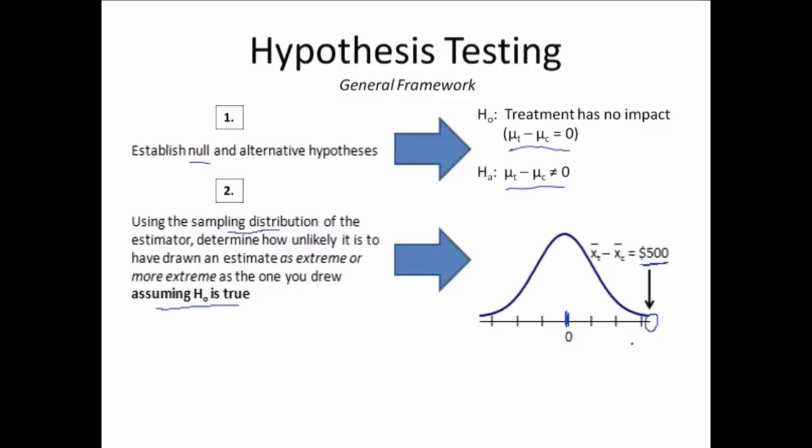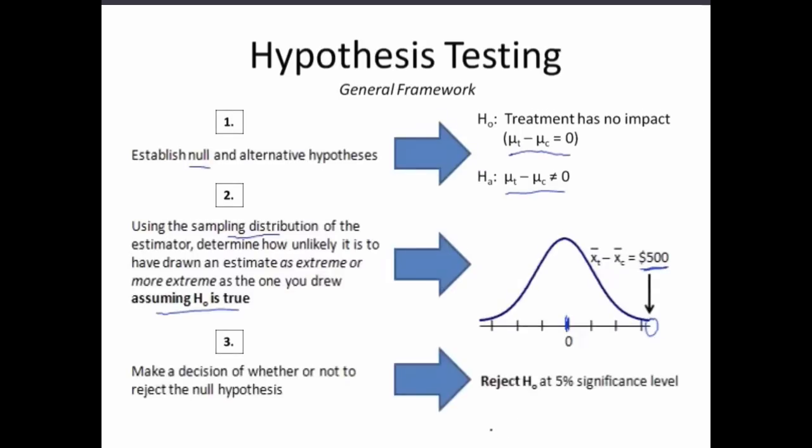So it's fairly unlikely to have observed that big of a difference given that our null hypothesis was true. And because observing such a difference would be so unlikely if the null hypothesis were true, we reject the null hypothesis and conclude that the program did have some impact.